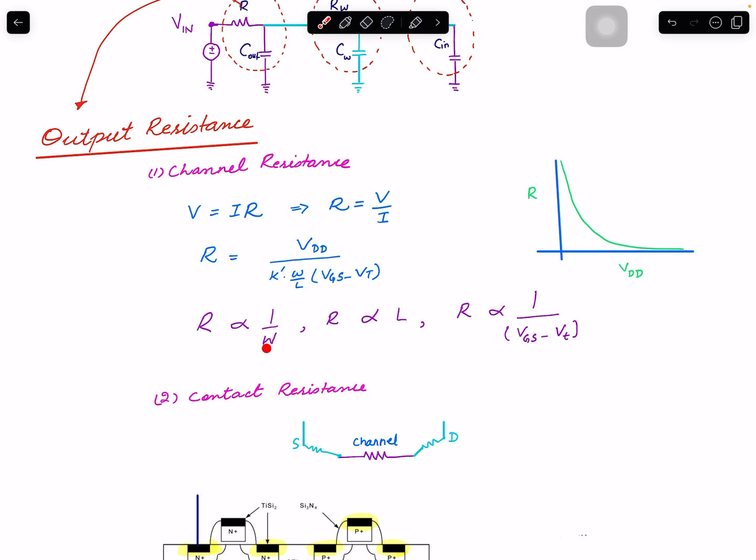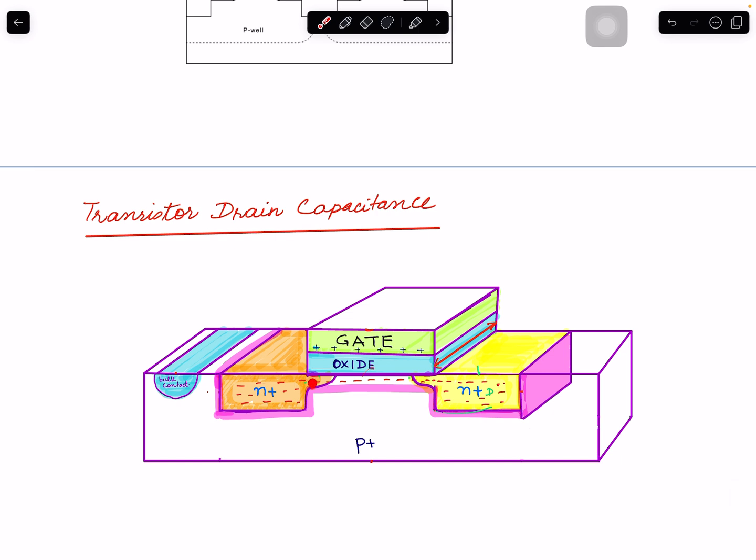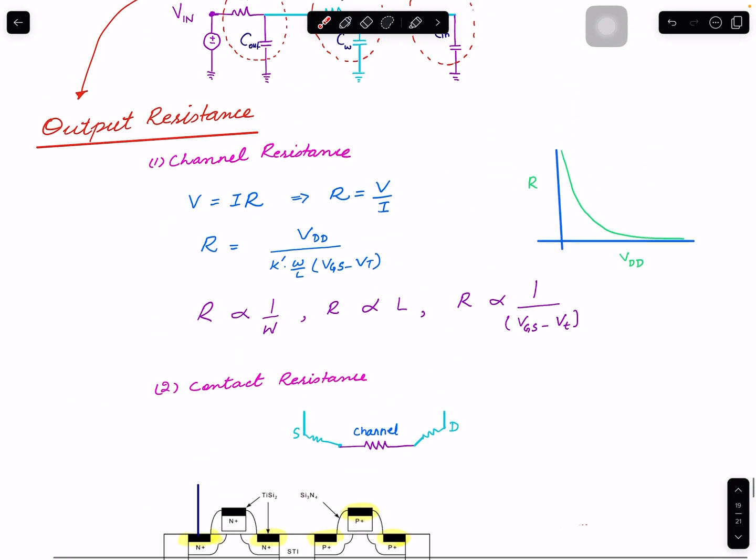So if you want to keep the resistance very low, you need a transistor with very large width. Do you remember the width? From here, this is the length, and the width is this. So the more width, the less resistance, which makes sense for your current. The higher the area, the lower the resistance.